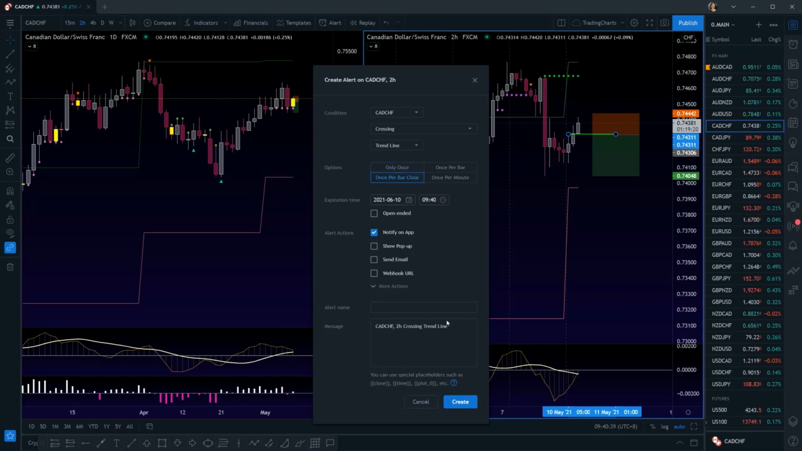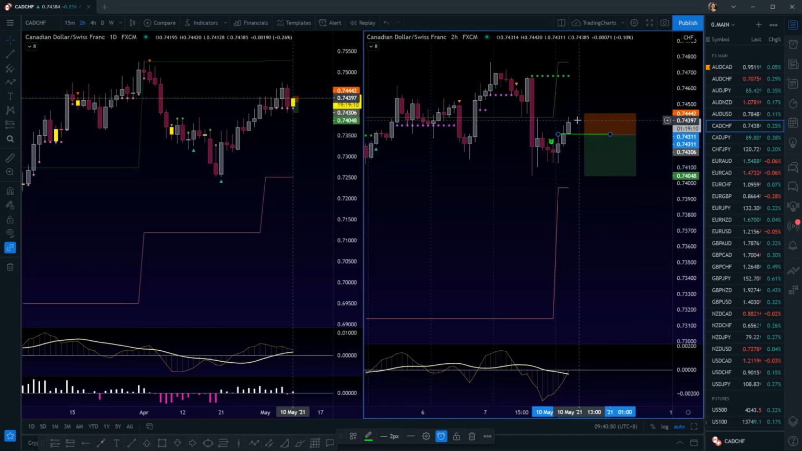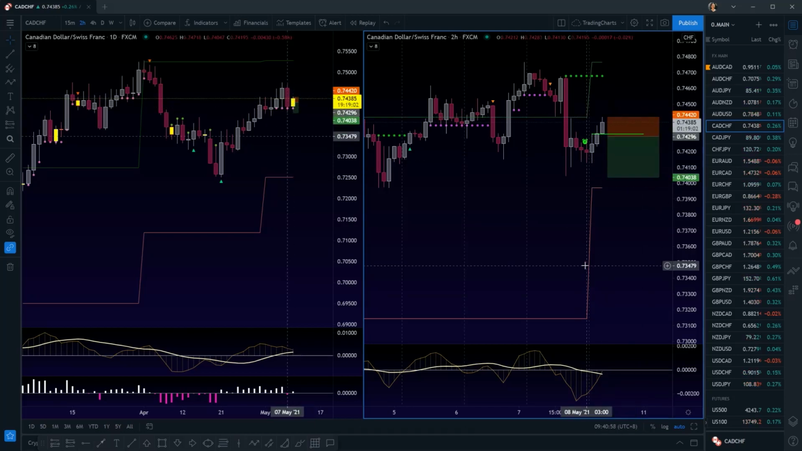I would say only on close, and I'll write here NT sell. Okay, and then I'll say create. So it will alert me once price comes back down below this level, and I can consider taking it to the downside. And let me write on my trade sheet here.